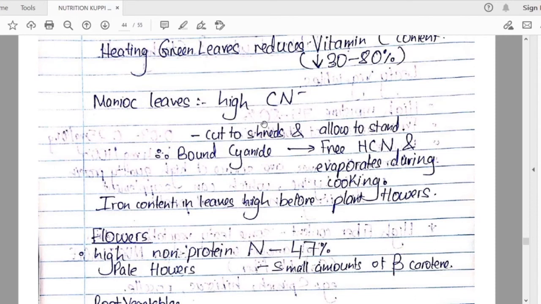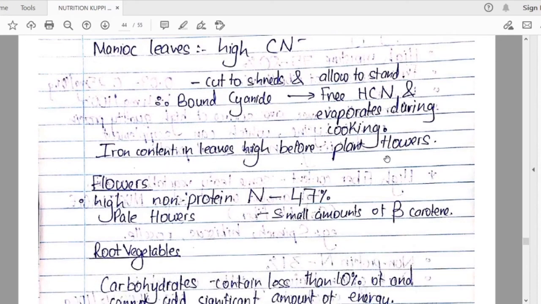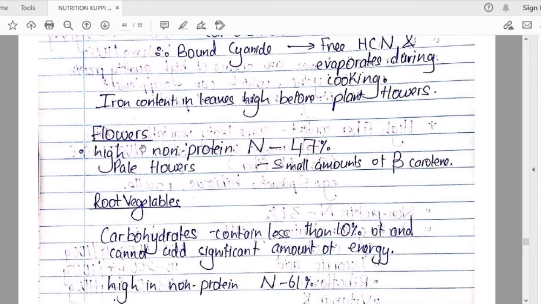Cyanide, Cn minus. Etukota it is cut into shreds and allowed to stand. Etukota monada wenne the bound cyanide becomes free HCN and evaporates during cooking. The iron content in leaves is high before plant flowers. Flowers contain high non-protein nitrogen. Then api samara kattiye diet ekata flowers ganno.